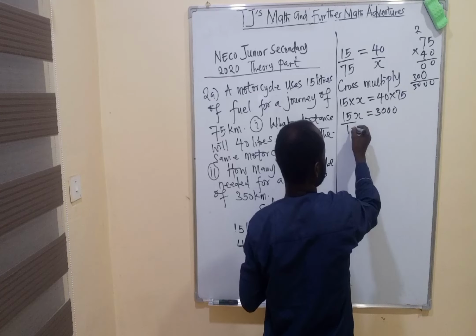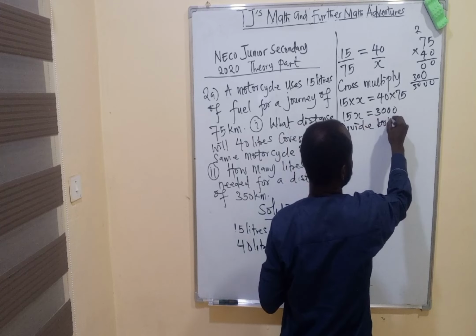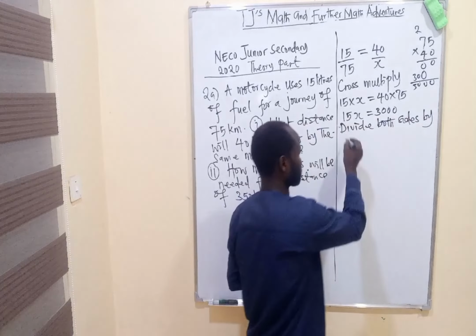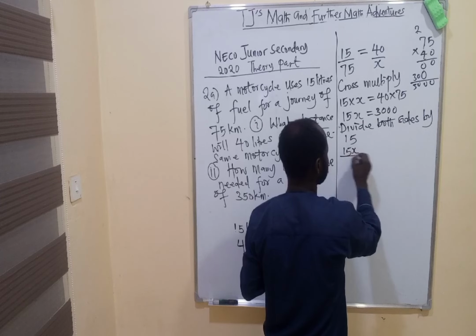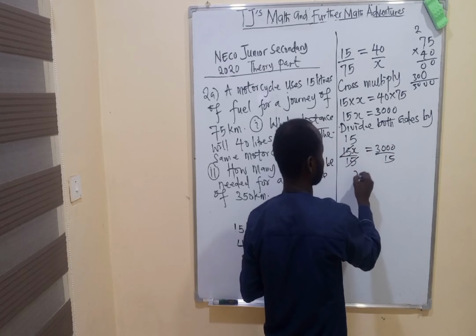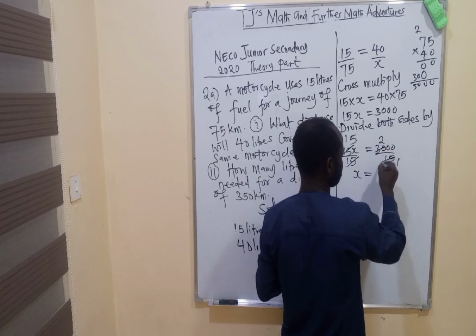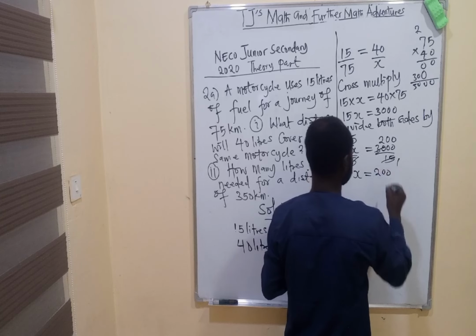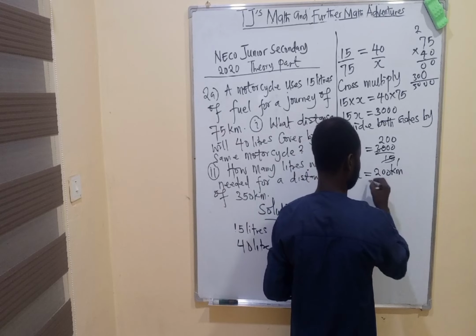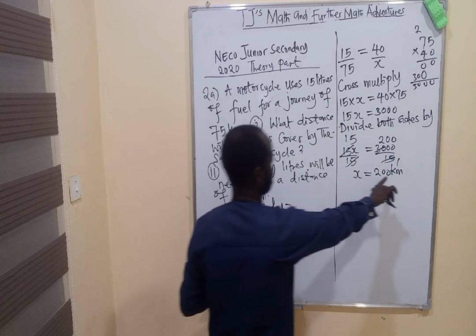So we divide both sides by the coefficient of x, and the coefficient of x, of course, is 15. So this will be 15x divided by 15 equals 3,000 divided by 15. 15 will divide the left side, which is 1. We are left with x. We can say 15 into 30 is 2, so it will be 200. So what are we looking for? What distance? So the unit is in kilometers. So this will be 200 kilometers. So therefore, the answer to the first question is 200 kilometers.